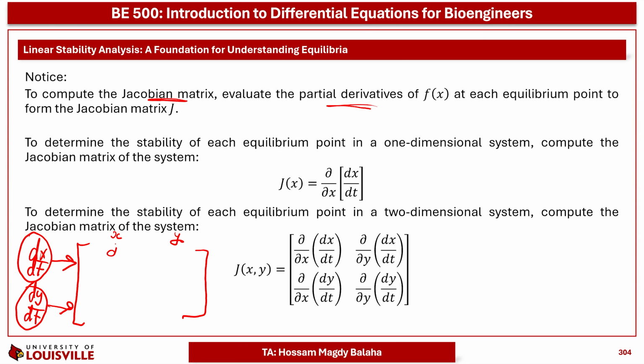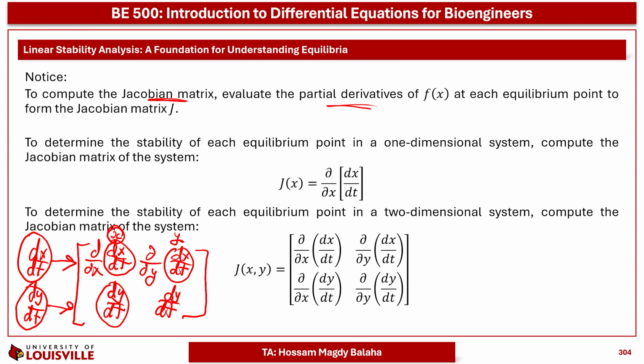So how to fill the Jacobian matrix? Here we are dealing with the dx by dt equation in the first row, and here with the second row, which is dy by dt. You apply the partial derivative of each equation according to x, and according to y. So put each equation in each row, and for each variable apply the partial derivative: here according to x, and here for the second variable y. But for a one-dimensional system, you will only get one row and one variable, so you will obtain dx by dt, which will be your equation only.